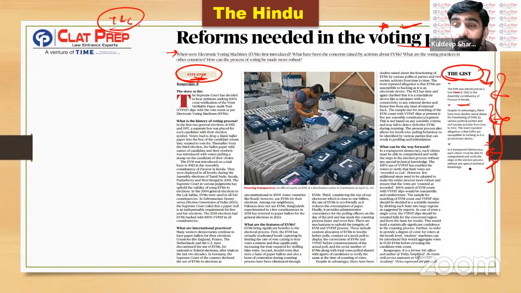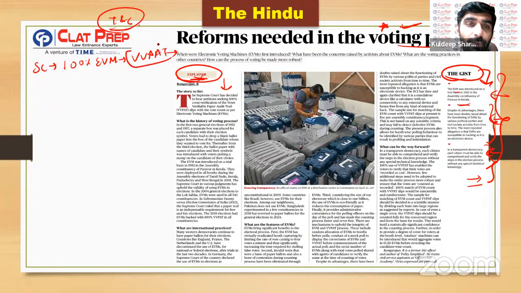Finally, they are arguing that in a transparent democracy, each citizen must be able to comprehend and verify the steps of the election process. So whatever steps are there in a particular election, every citizen should know how to verify. Now, why has it come up? Because there is a case going on wherein the petitioners have been arguing that all the EVMs, 100% of EVMs, should be verified with VVPAT technology, voter verified paper audit trail technology.